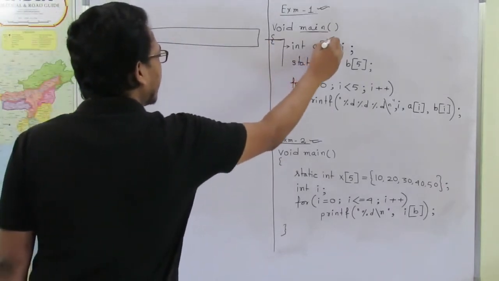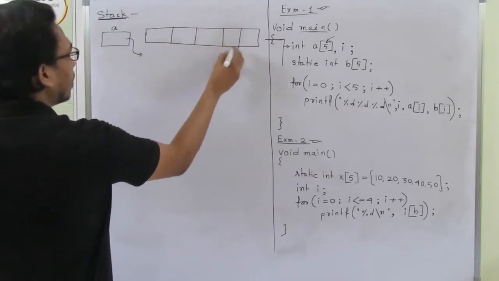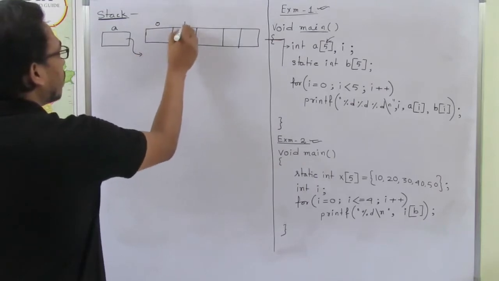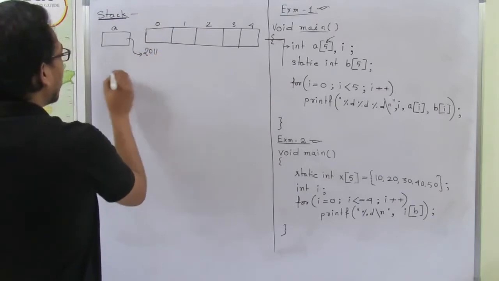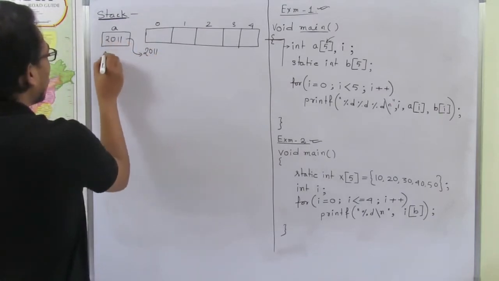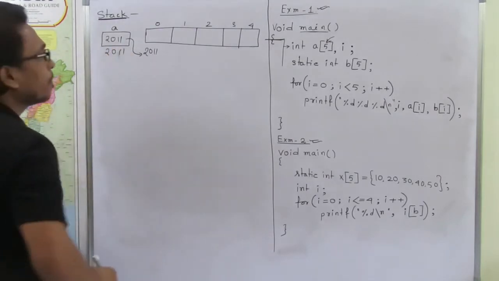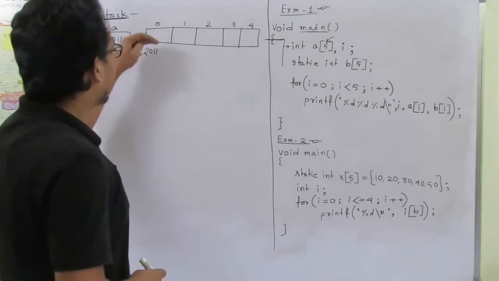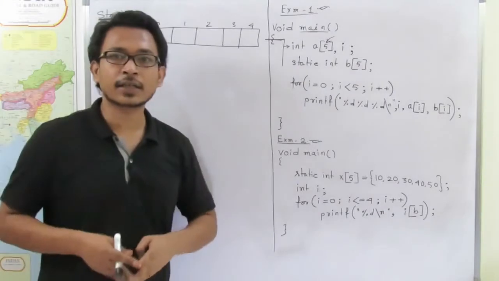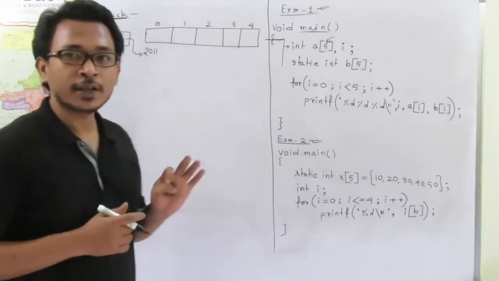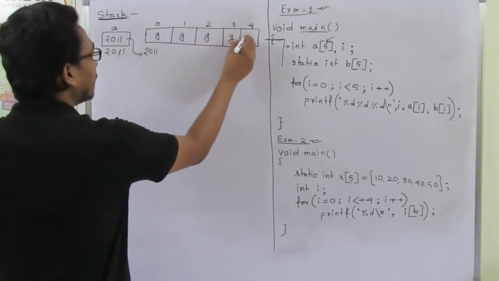As the range given here is 5, this memory will contain 5 smaller blocks of index 0, 1, 2, 3, 4. Let's say the base address is 2011, so A will contain 2011, the base address of A again will be 2011. Now coming to the initialization part. As this memory block is allocated from the stack section, the initial value will be garbage value. So each of these 5 elements will be garbage value.